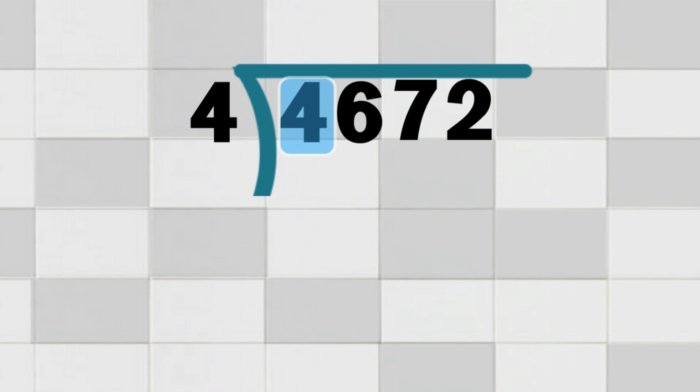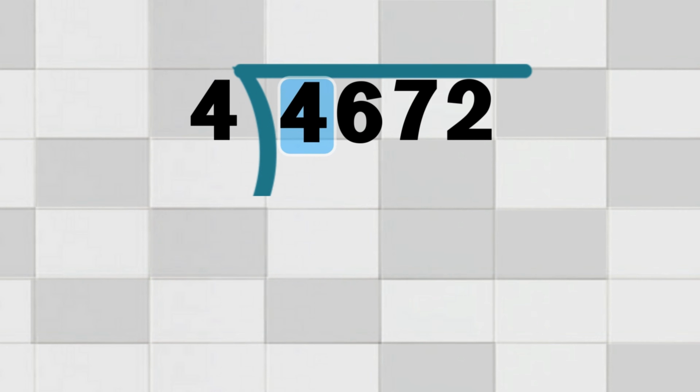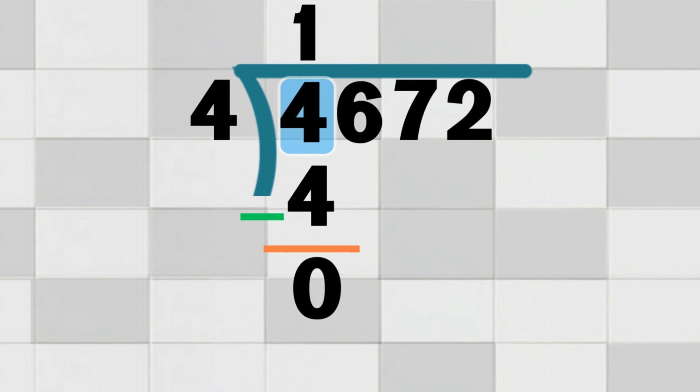Divide the first digit. Now look at the first digit of 4,672. That's the number 4. We ask, how many times does 4 go into 4? That's easy. 4 goes into 4 exactly 1 time. So we write the number 1 on top of the division bracket, right above the 4. Now we multiply. 1 multiplied by 4 is 4. Then we subtract. 4 minus 4 equals 0. We write the 0 under the 4 and draw a line to show subtraction. So far, our answer on top is 1.